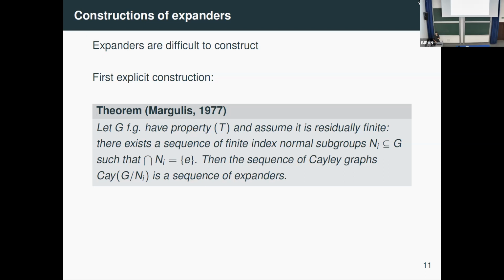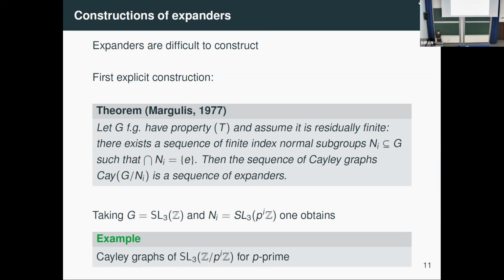If you want an explicit example, take SL3(Z) and the subgroups SL3(pZ), where p is a prime, and the Cayley graphs of the quotients. These are just matrix groups. These are your explicit examples of expanders.